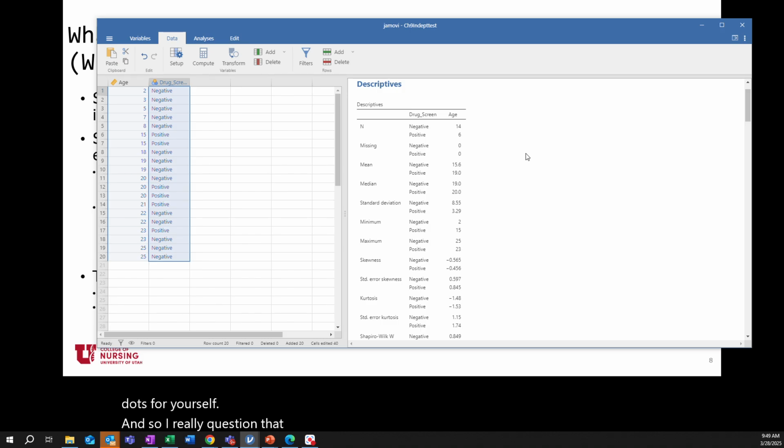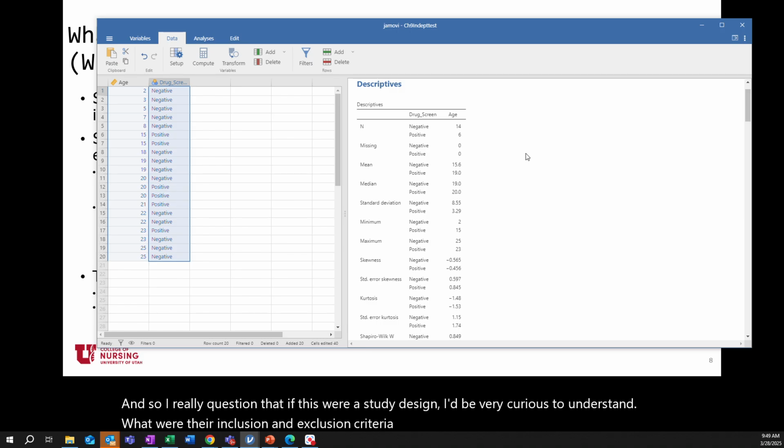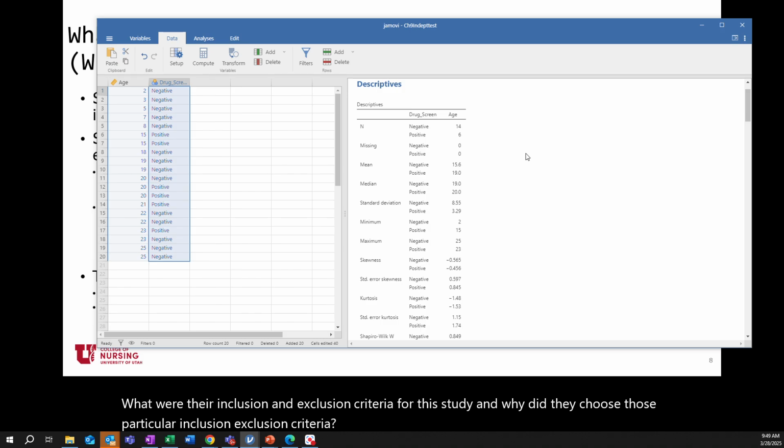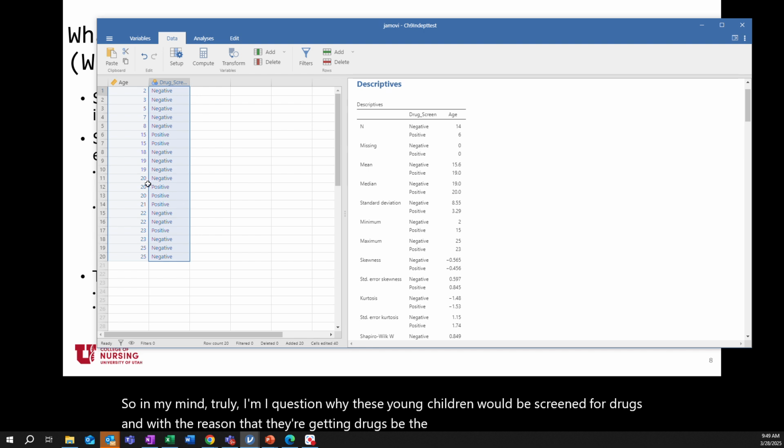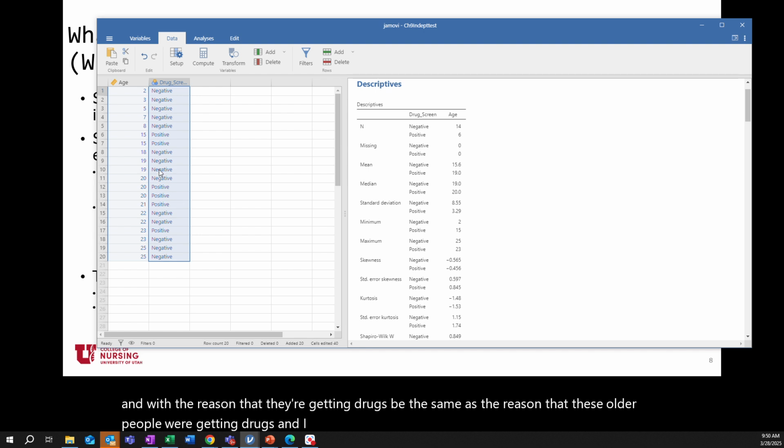If this were a study design, I'd be very curious to understand what were their inclusion and exclusion criteria for this study, and why did they choose those particular inclusion and exclusion criteria. So in my mind, truly, I question why these young children would be screened for drugs, and would the reason that they're getting drugs be the same as the reason that these older people were getting drugs? And I don't think so. And so I would question this particular study design.